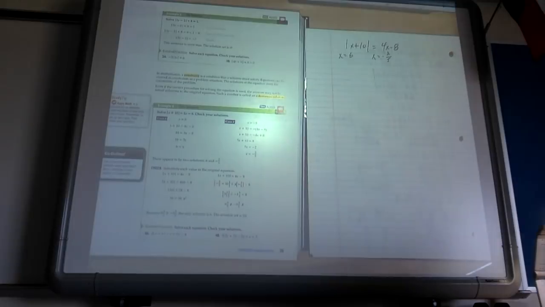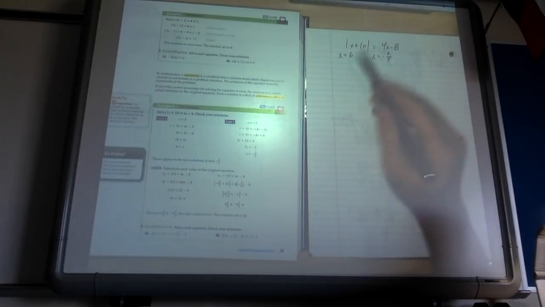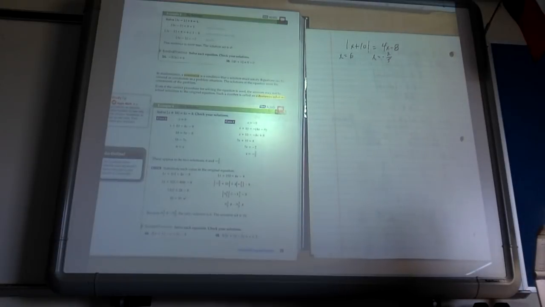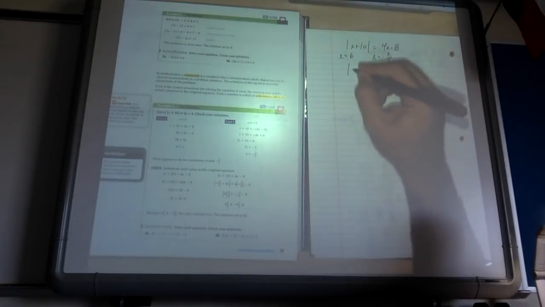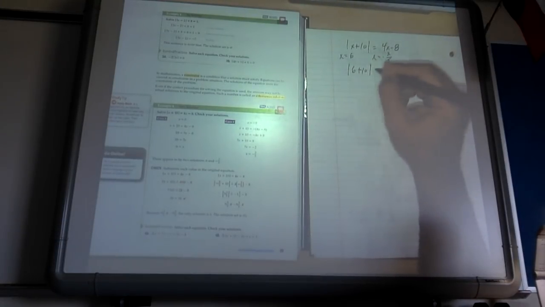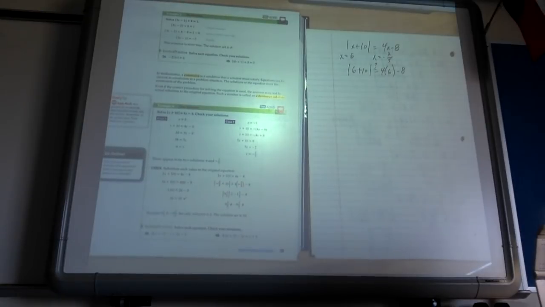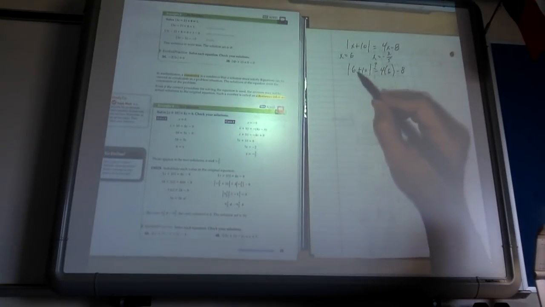Now we're going to sub in. I've got to check each one separately. So I'm going to check 6 first. I'm plugging in 6 in both spots where I see x. So I got the absolute value of 6 plus 10 equals 4 times 6 minus 8. I don't know if those are equal to each other. We're setting it up to see if this works. So I've still got math to do here.